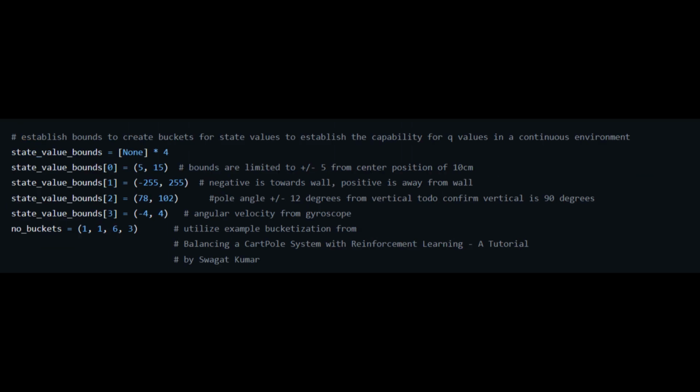Due to the need for discrete values for a Q network, 18 different bucket combinations were created based on different states of angular velocity of the pole and the pole angle. This model was an adaptation from Swagat Kumar's paper, Balancing a Cart Pole System with Reinforcement Learning.